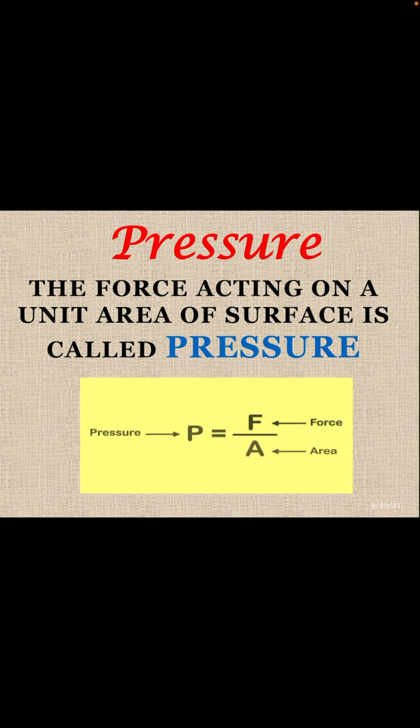The force acting on a unit area of surface is called pressure. We can find pressure using the formula P is equal to F by A. Pressure is equal to force divided by area. At this stage, we consider only the force that acts perpendicular to the surface on which the pressure is to be counted.